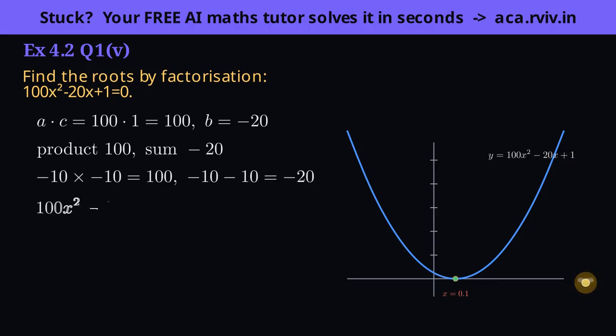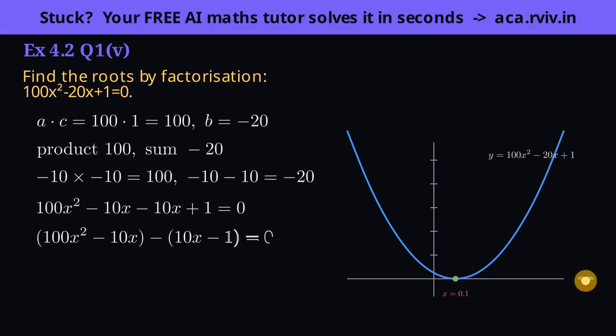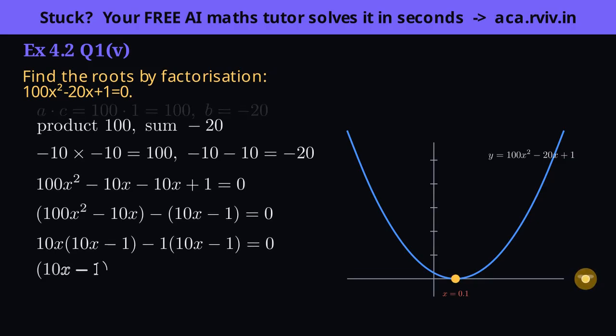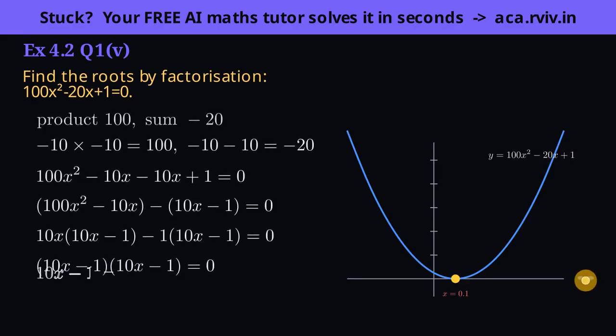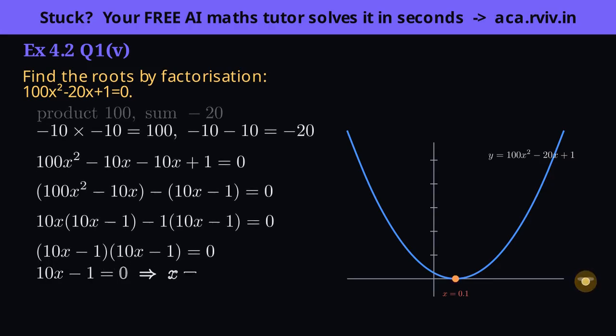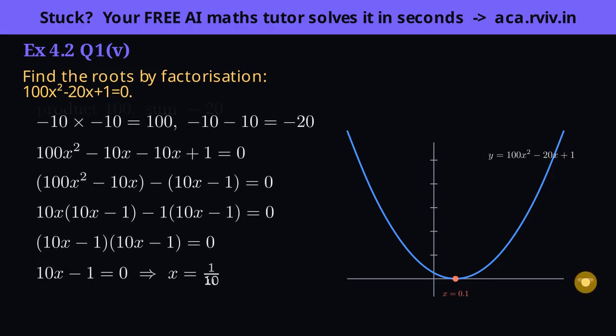Split the middle term as minus 10x minus 10x. Group into pairs. Pull 10x from the first and 1 from the second, both leave 10x minus 1. Factor out the common bracket, the same bracket twice, a perfect square once more. Identical factors give one repeated root, 10x minus 1 equals 0, so x equals 1/10.